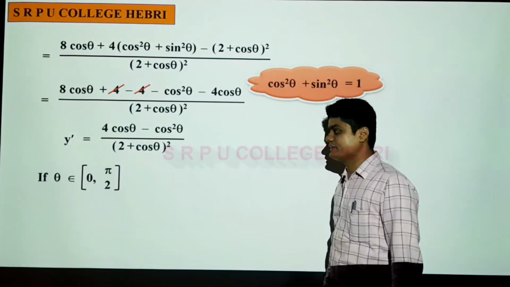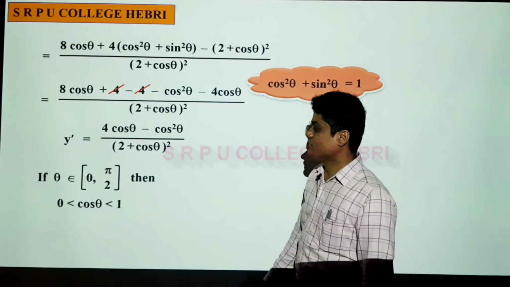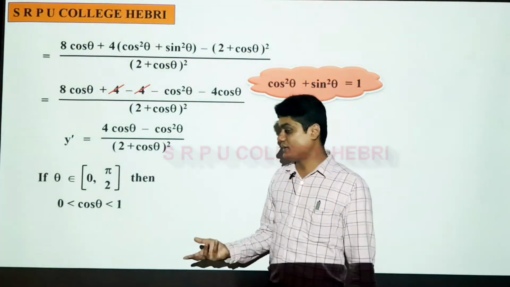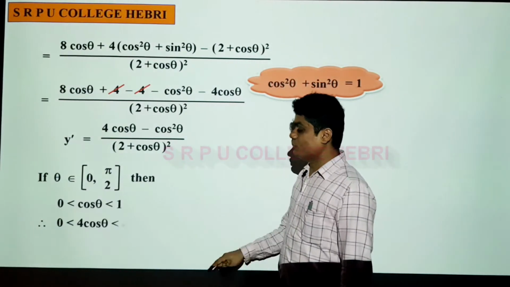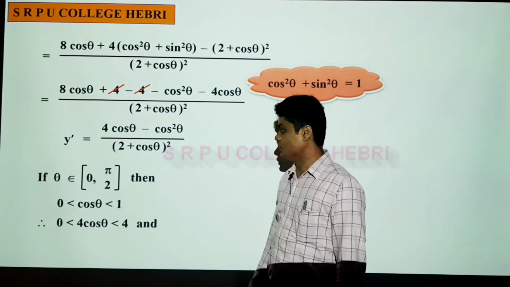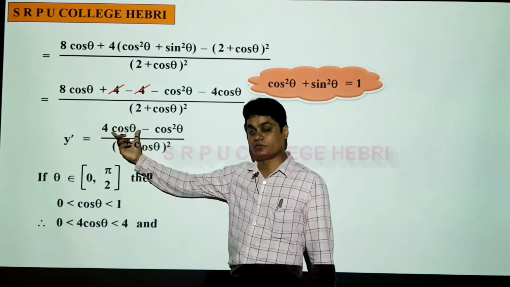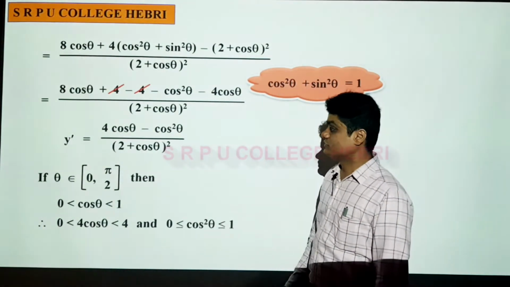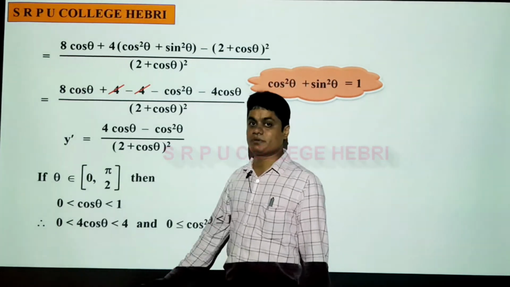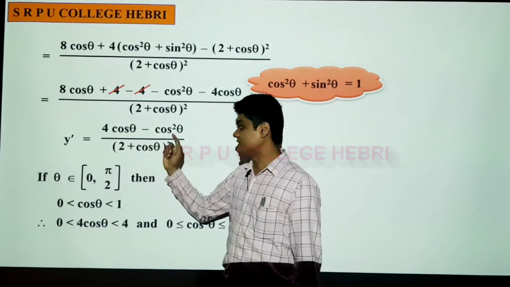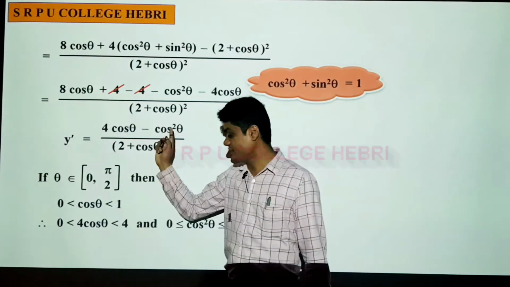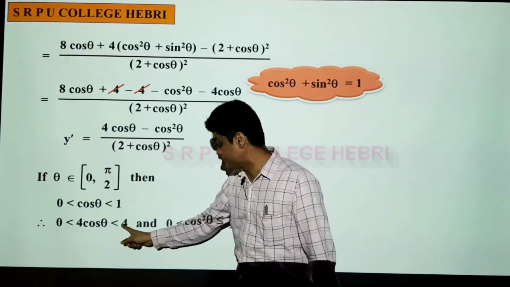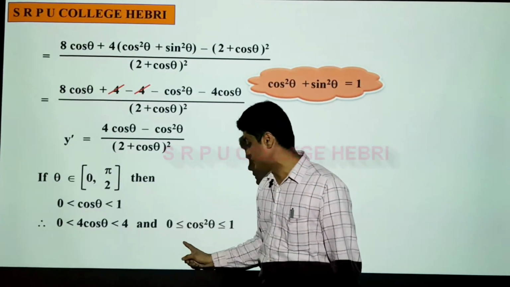What is the interval given? 0 to pi by 2, that is the first quadrant. In the first quadrant, cos theta is always between 0 and 1. So 4 cos theta will be between 0 and 4. This is maybe more than 4. And cos square theta is always between 0 and 1. So of these two, which number is bigger? This number will be bigger than this. Why? This 4 can be less, it can be 3 or 2, but this must be 1.